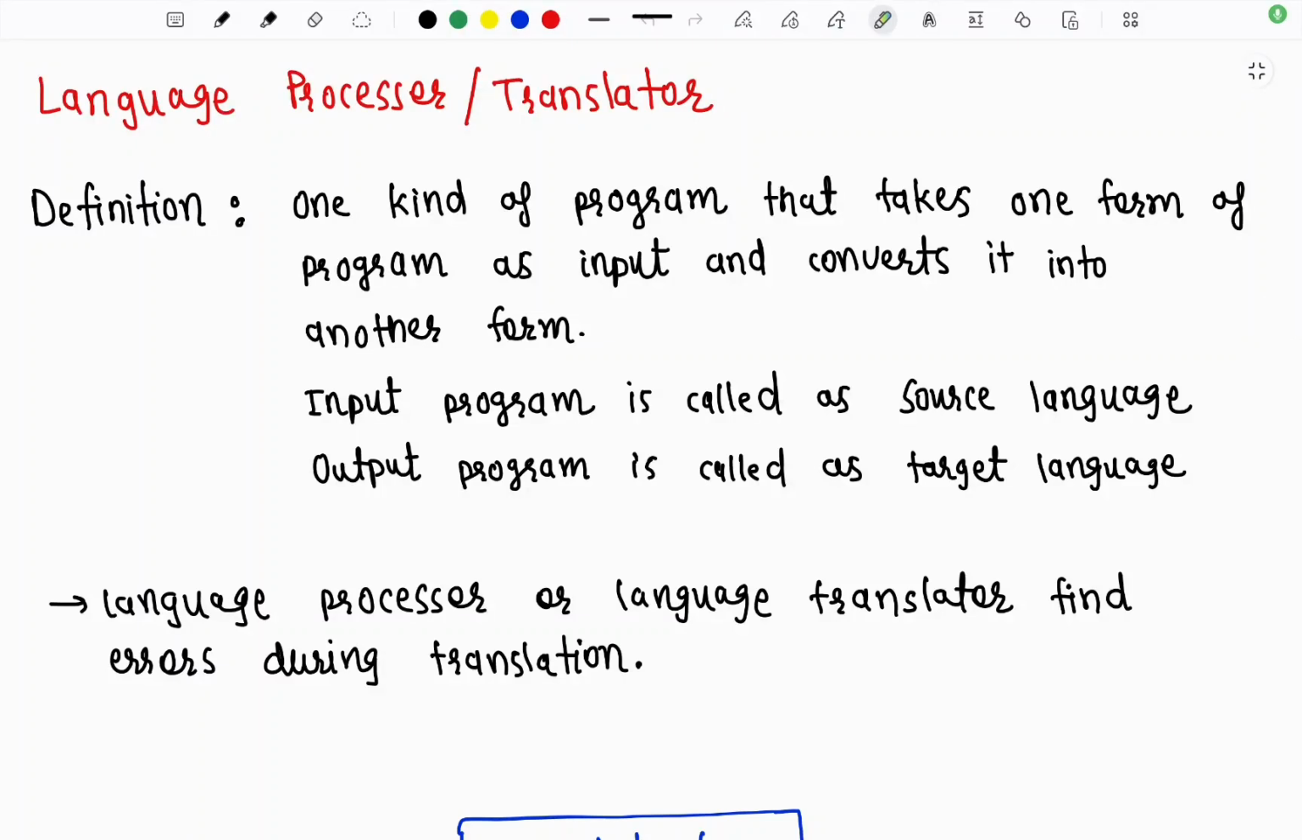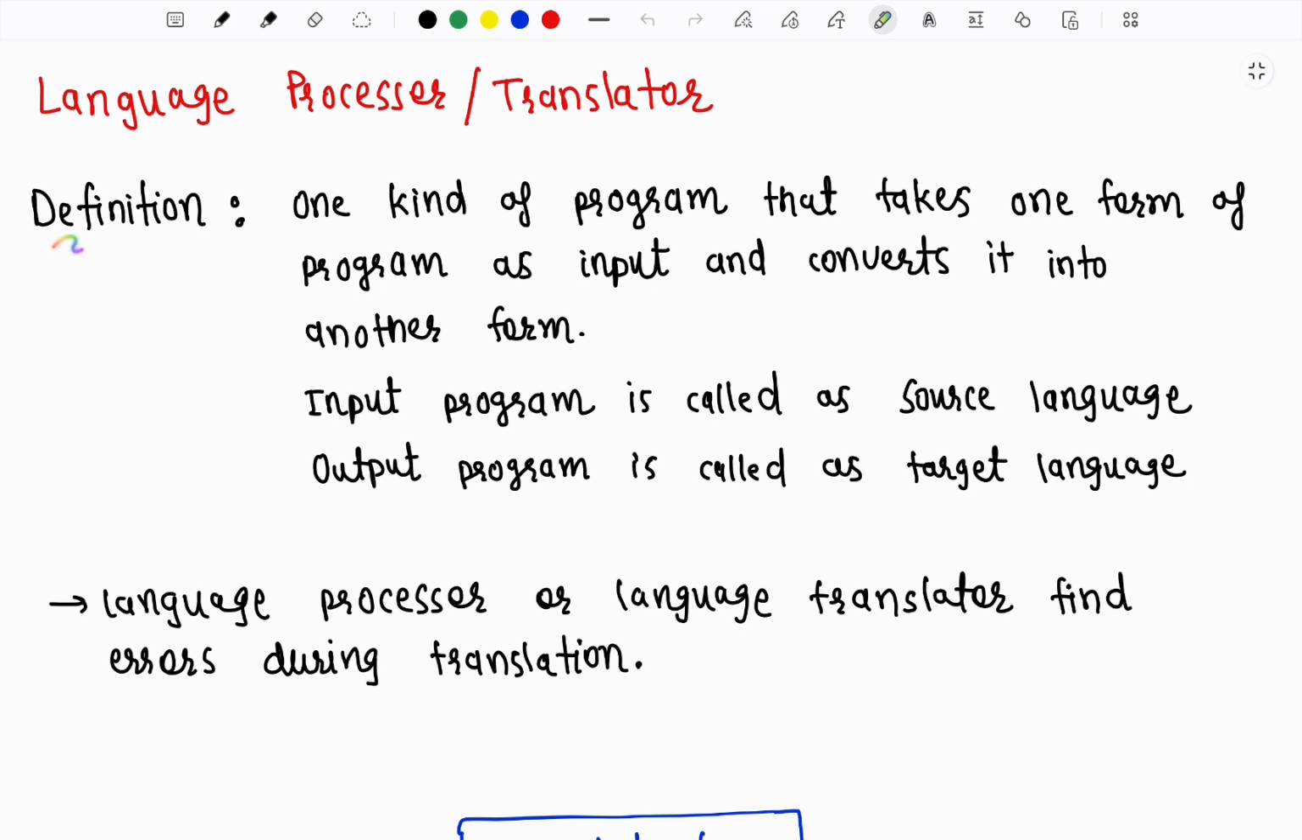We will learn about language processors, also called language translators. Imagine that a person knows only English, but another person knows only Gujarati or Hindi. They cannot communicate directly, so they need a translator. Similarly, a computer understands only machine language, that is zeros and ones, while programmers write programs in languages like C, C++, Java, Python, PHP, etc. Therefore, we need a language processor or language translator.